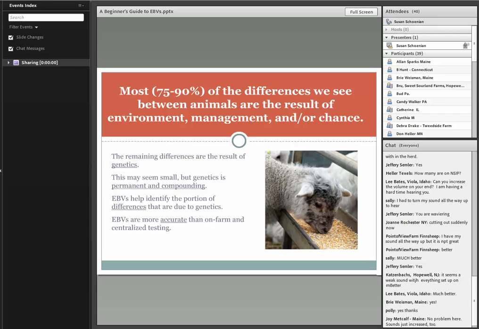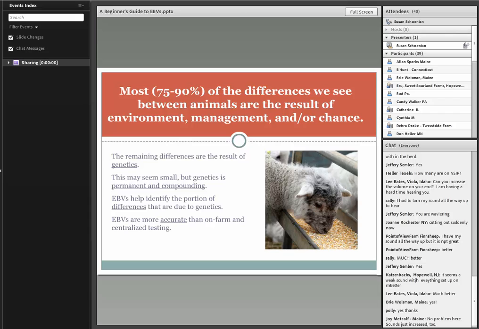Okay? The differences we're interested in is what's left, and that's due to genetics. And sometimes that number may seem real small, 10%. That's a really small number. But unlike management, unlike the environment, genetics is permanent and it's compounding. It builds, it keeps building. What EBVs do is they allow us to identify the portion of those differences that are due to genetics.